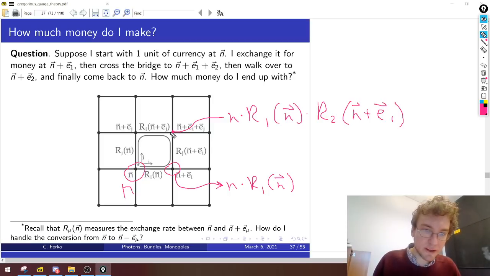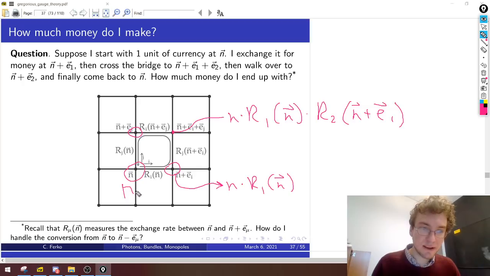Now the only trick is when I go to the left. What should I do when I go to the left? You have to divide. Yeah, good. You have to divide, exactly. Because here the exchange rate r1 at this point would tell me how many units of currency here I get per unit currency at the starting point. So if I divide by it, that tells me how many units of currency at this point I get in terms of the currency at this point. So dividing is exactly what I want to do.